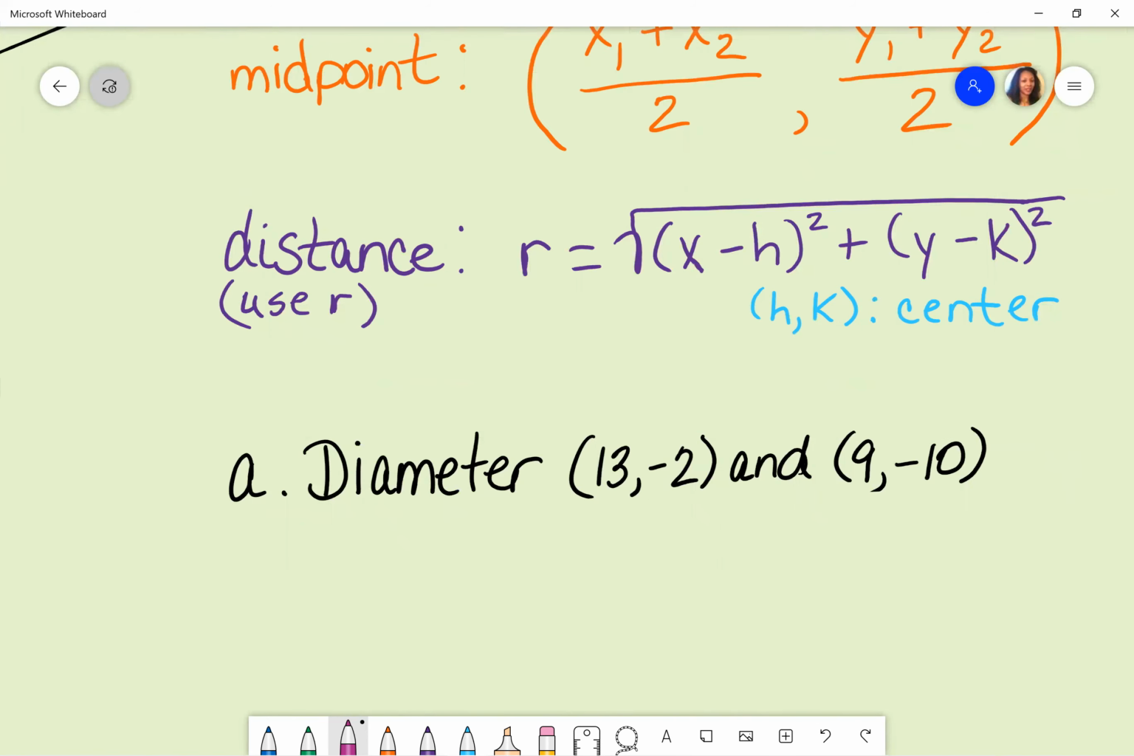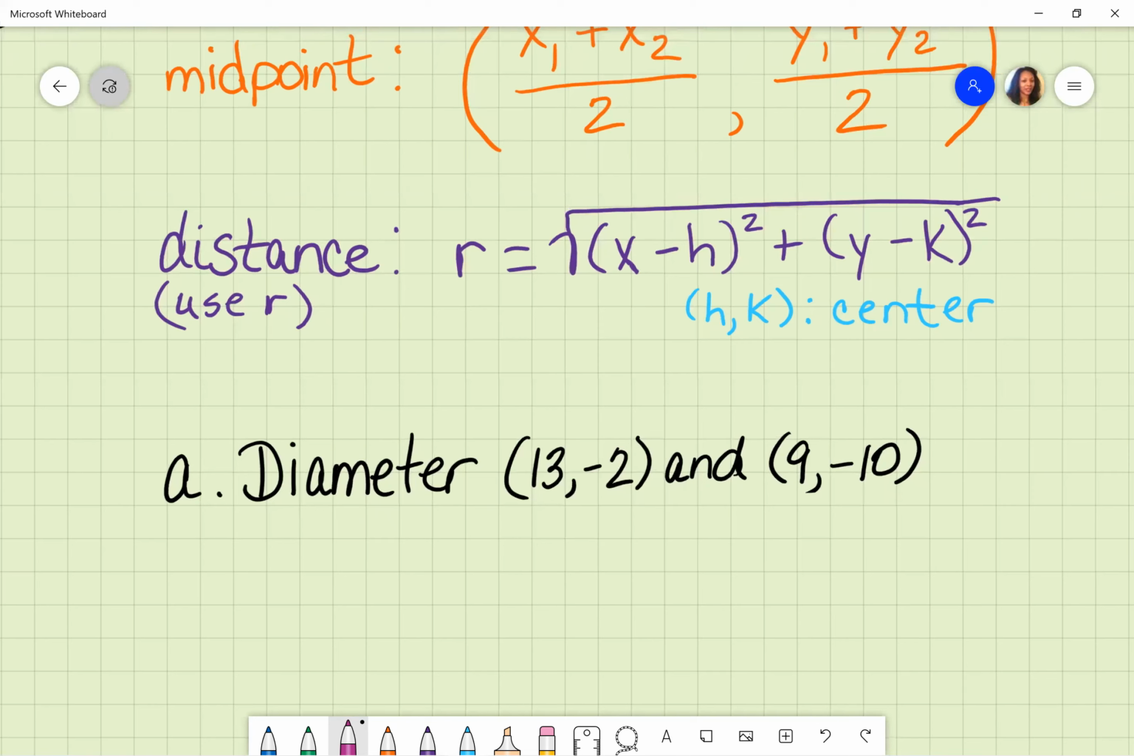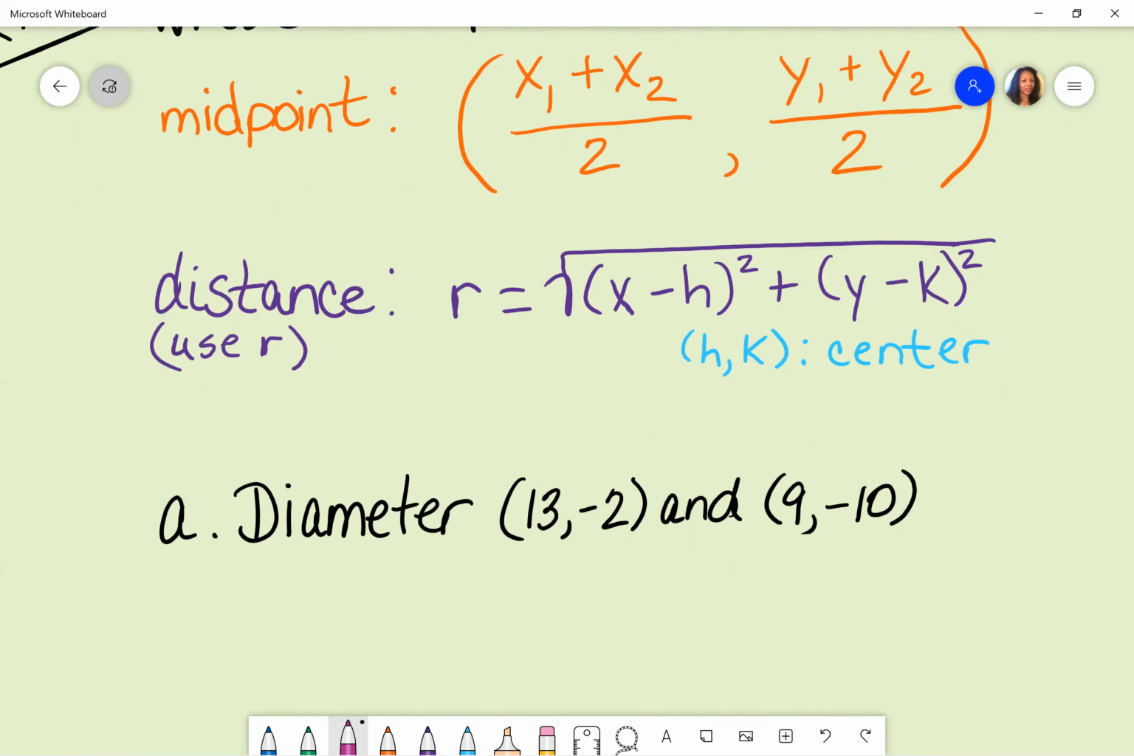Okay, so if I am given the diameter, the first thing that I want to do is find the center, because my diameter, if I can remember that, is a chord that's going through the center of the circle. Well, for my equation of a circle, I need to know the radius. I don't need to know the diameter. So what I would do is use the midpoint formula. When I use the midpoint formula, it might be helpful to just go ahead and label what you have.